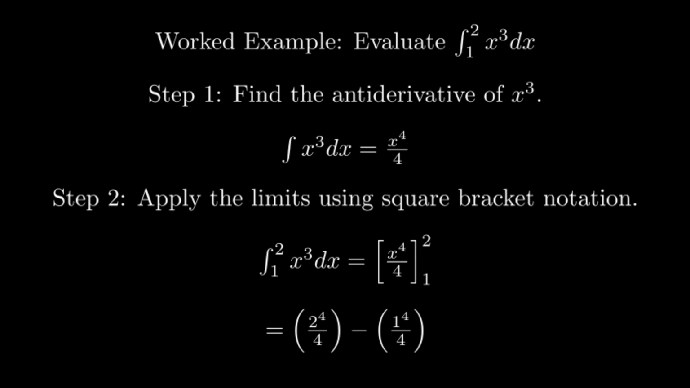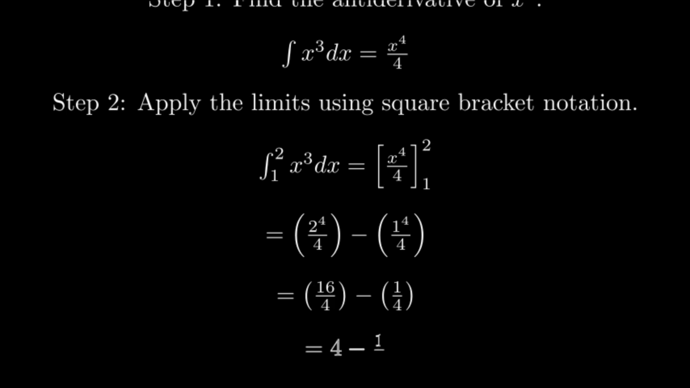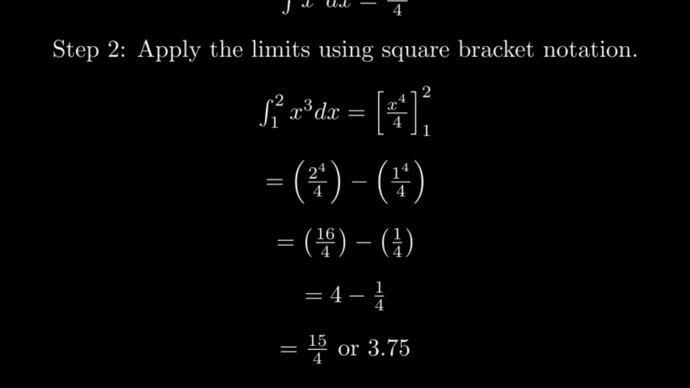The rule is always upper limit value minus lower limit value. So we substitute the upper limit, 2, into our expression, giving us 2 to the 4th over 4. Then we subtract the result of substituting the lower limit, 1, which is 1 to the 4th over 4. Now we just do the arithmetic. 2 to the 4th is 16, so we have 16 over 4, which is 4. And 1 to the 4th is 1, so we have 1 over 4.